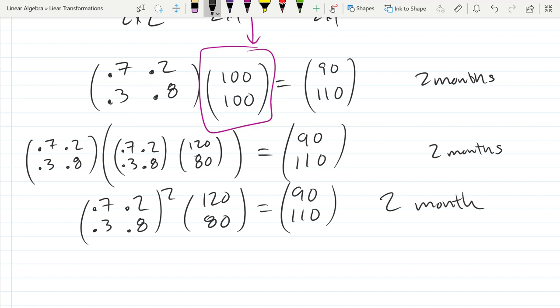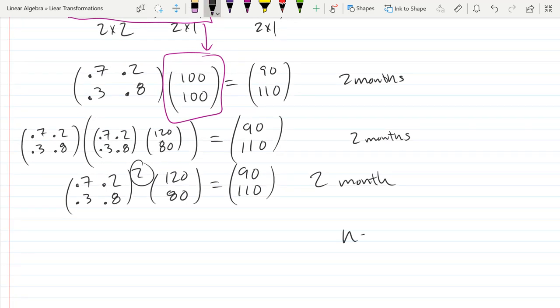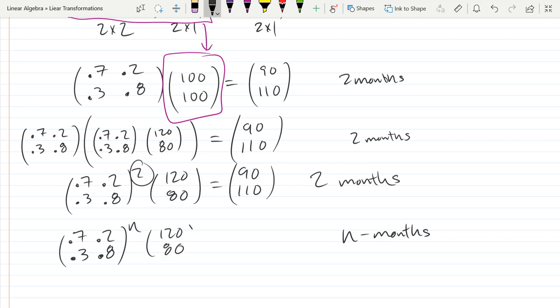Can you get the 1 month equation by modifying this? What would we do to get the 1 month equation? Lower the power. Drop the power to 1. What if I want 3 months? Go to 3. What if I want 100 months? Go to 100. All right, so we'll write the n month equation. And of course, if I don't know n, I don't know what to write on the other side. So what I'm going to do is just write an, bn.